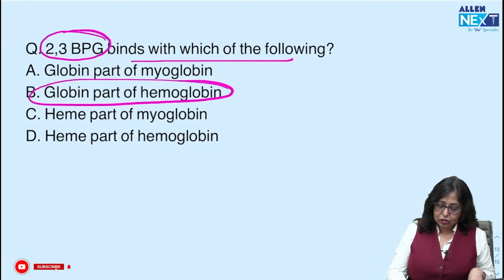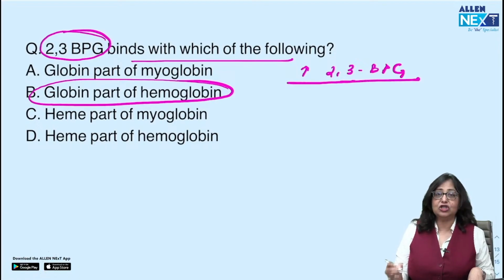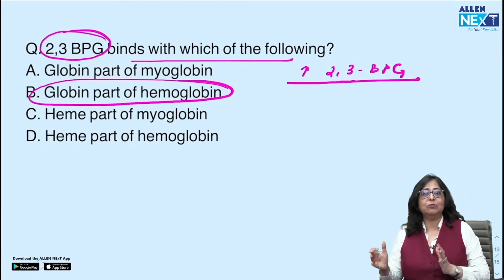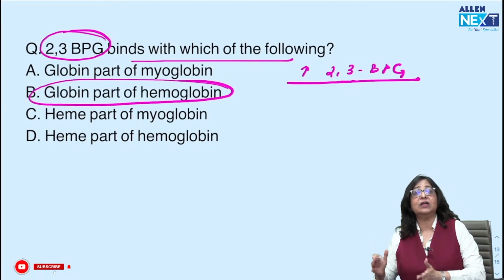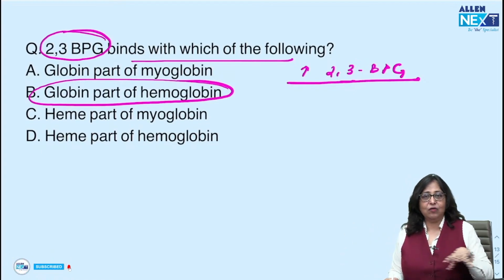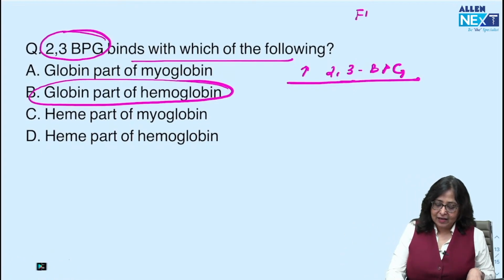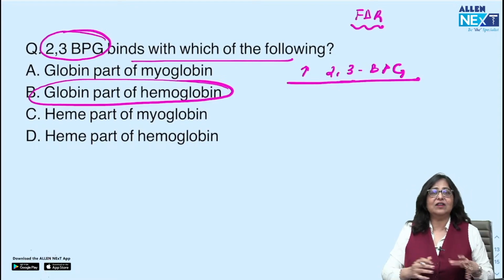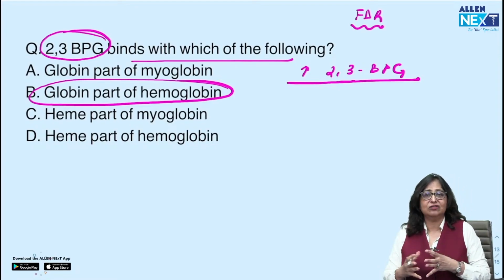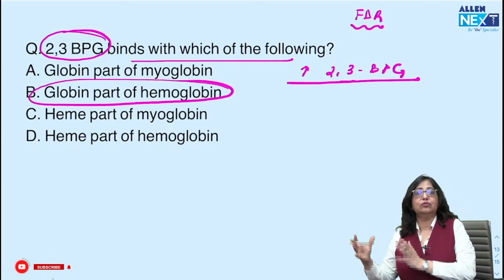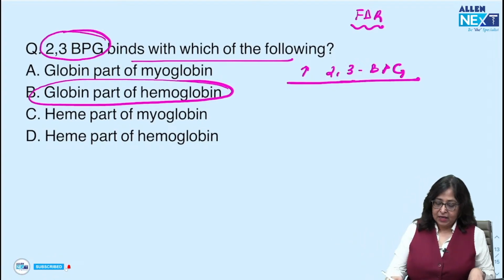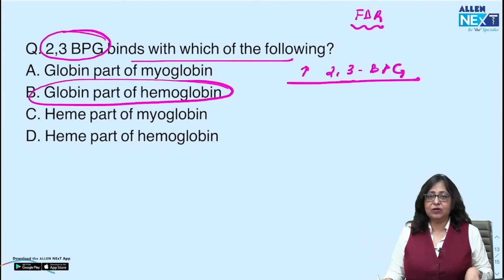And what are the conditions which cause an increase in 2,3-BPG? If there is an increase in 2,3-BPG, this causes a shift of the oxygen-hemoglobin dissociation curve to the right. And rightward shift means FDR: favors delivery or dissociation, a shift to the right. So by increasing 2,3-BPG, there is a shift of the oxygen-hemoglobin dissociation curve to the right.